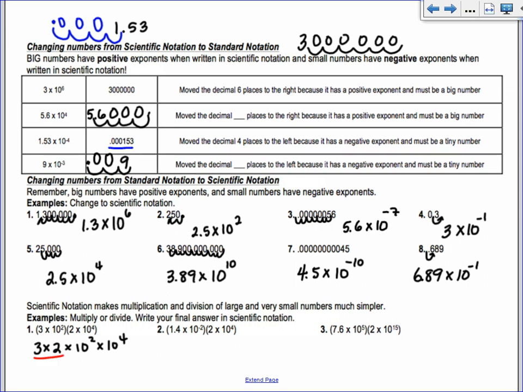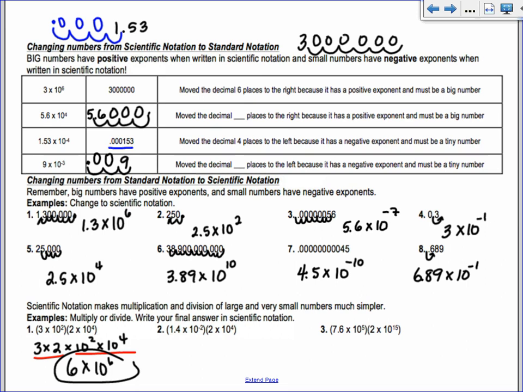So 3 times 2, I think I said 4 before. 3 times 2 is 6. And then you have your 10 to the 2nd and 10 to the 4th. Just like x squared times x to the 4th would be x to the 6th. Same idea here. So you get times 10 to the 6th. And that's your answer. So 6 times 10 to the 6th.